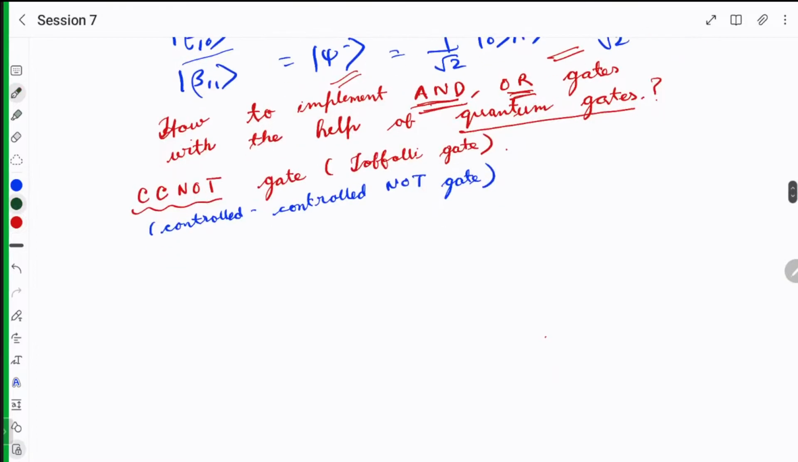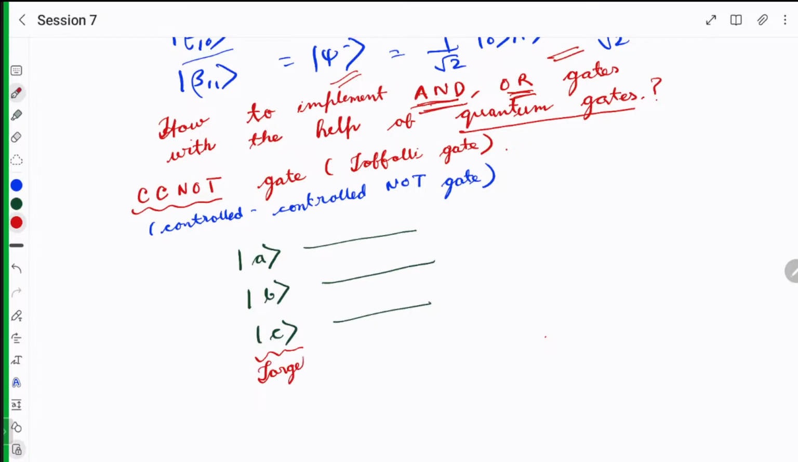And if you have this, then it is a 3-qubit gate. So there are 3 inputs and 3 outputs. The last qubit is the target, so basically the 3rd qubit, and the first 2 qubits are the controls.